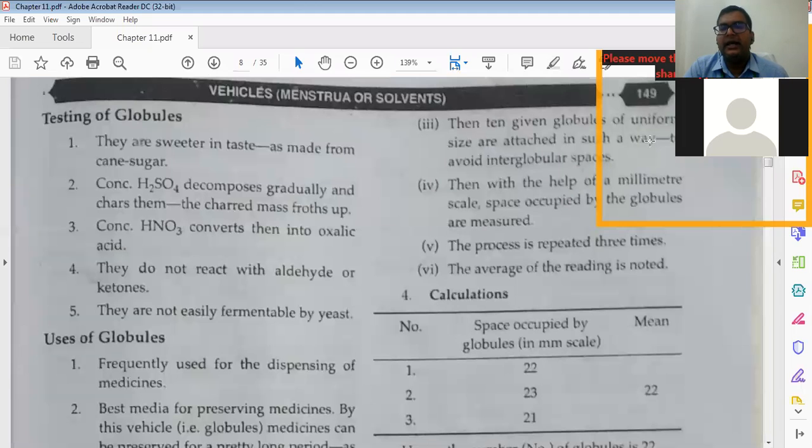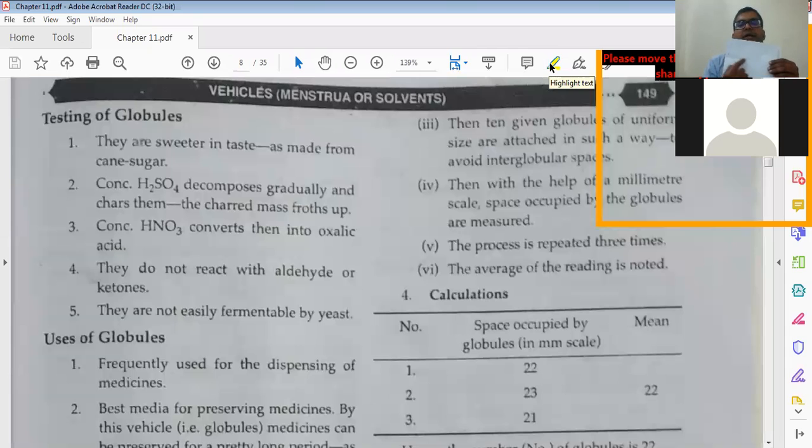Then with the help of a millimeter scale, the space occupied by the globules will be measured. Suppose you have pasted globules from here to here. So here you have to measure how much space is occupied, using the millimeter scale. There will be no other measurement, only the millimeter scale. This process is repeated 3 times, which means you will not test globules 3 times, you just measure 3 times.